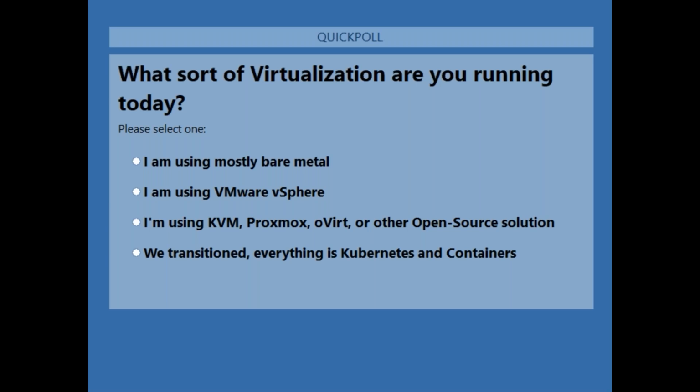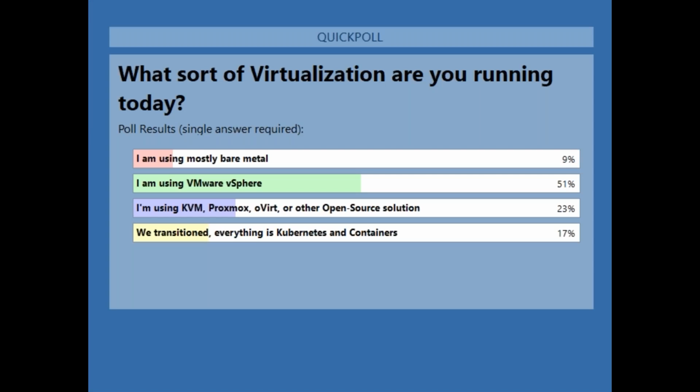Okay, we are going to be closing out the polling question here in about 5 seconds. So if you haven't yet voted, go ahead and do that. We're going to be closing it out now in 3, 2, 1. All right, let's take a look at the results here. If I can get back to that, let's see, where did it go? There we go. Okay, here are the results. What sort of virtualization are you running today? The majority of folks are using VMware vSphere.